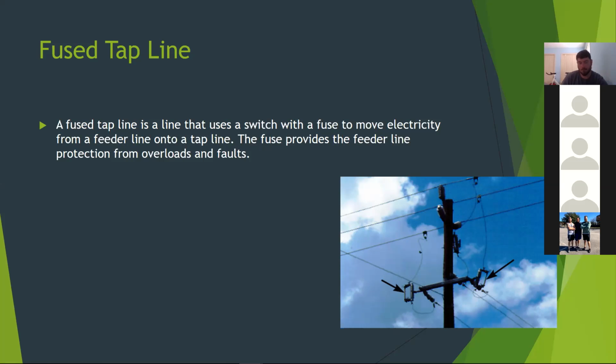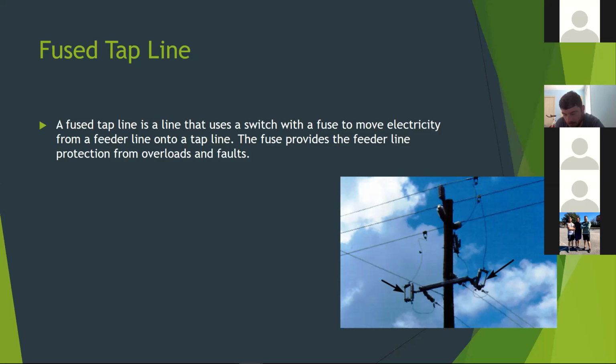Your fuse tap line is a tap line coming off of your feeder line to another feeder line. You have the fuse in there to protect from faults, overloads, things of that nature, so it doesn't affect too many people on the larger feeder line. As soon as you tap off a feeder line, it's called a tap line. Feeder to another feeder.